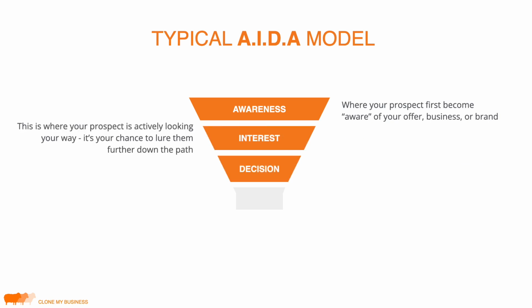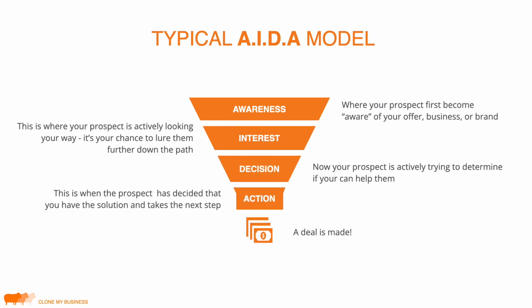So what is a sales funnel? Generally speaking, it's everything that happens from the time your prospect becomes aware of your offer all the way through to purchasing your product or service. Of course, it can change by industry, but it usually follows the AIDA model. If we're looking at the top of the funnel here, you see this happy little funnel going down towards cash. The very tippy top is the awareness. This is where your prospect first becomes aware of your offer, your business, or brand.